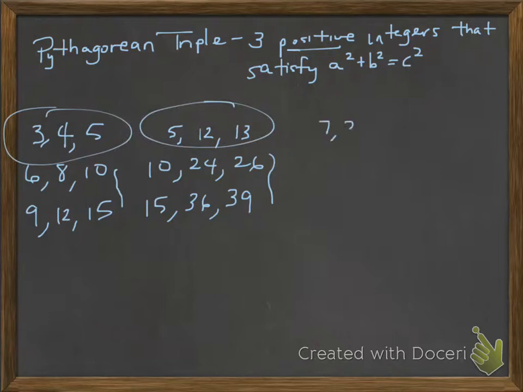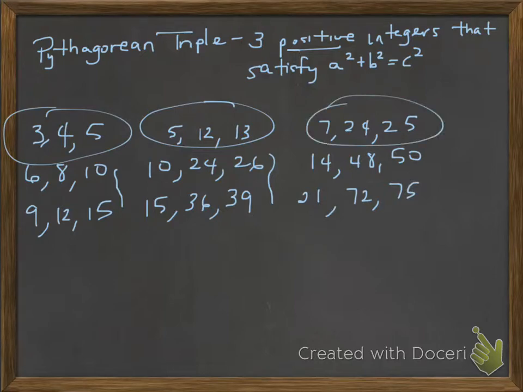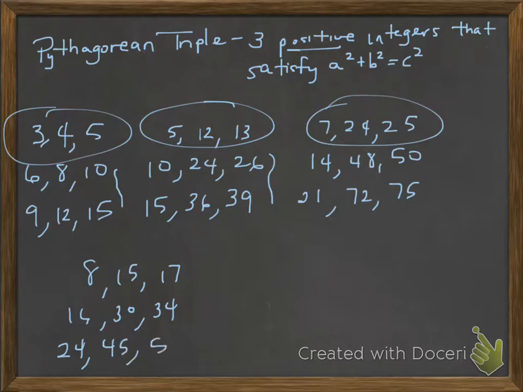You can do the same thing with 7, 24, and 25. That's a Pythagorean triple, not as common as the others, but it's 14, 48, and 50 if I multiply by 2. If I multiply by 3, you got 21, 72, and 75. Again, all variations of this first one. Couple more, we got 8, 15, and 17. Multiply by 2, you have 16, 30, and 34. Multiply by 3, you have 24, 45, and 51. Again, all variations of this.